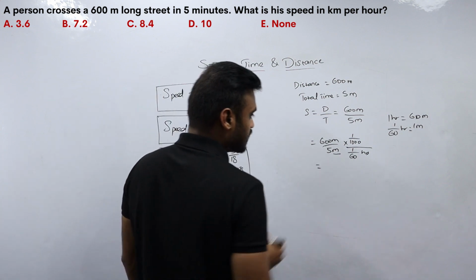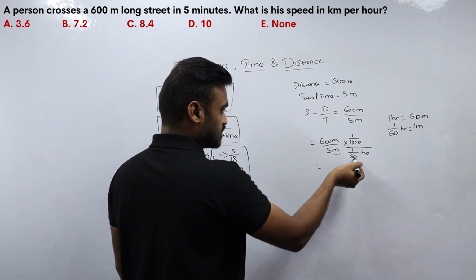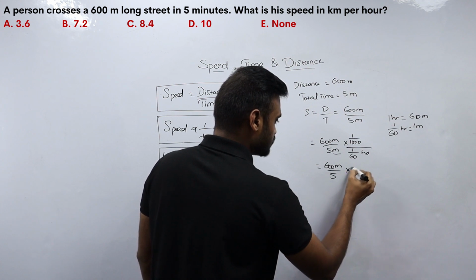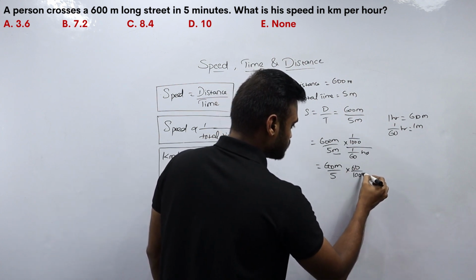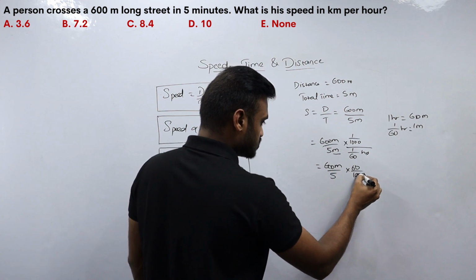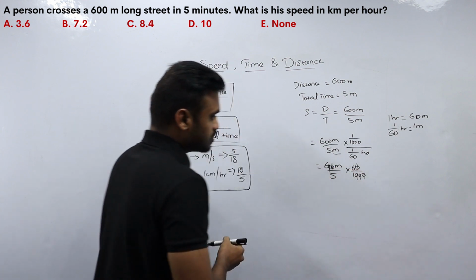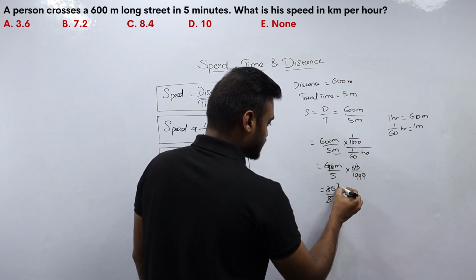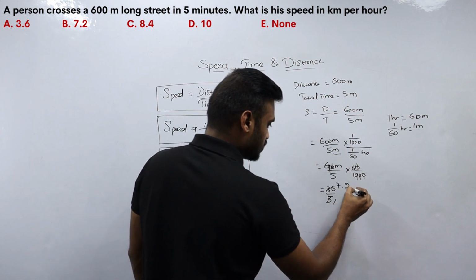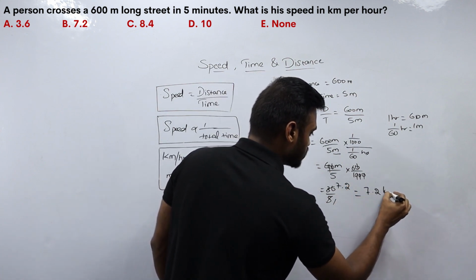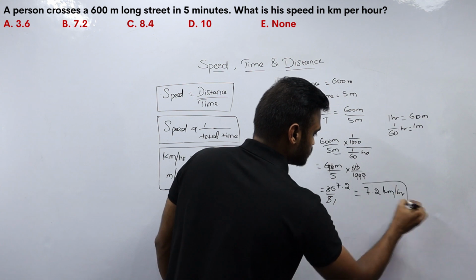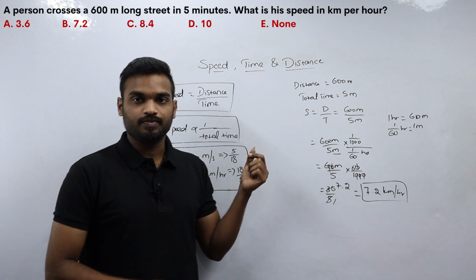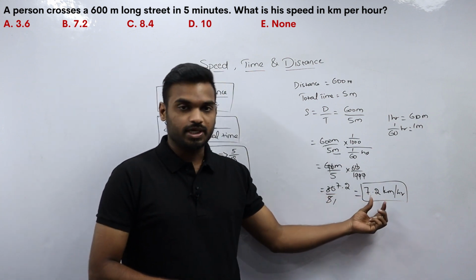Now what we will get, I can simply send this 60 to the top. So I will get 600 meters by 5 into 60 by 1000. So I will cancel all the zeros. Okay, 1, 2, 3. So I will get 6 times 6, 36, 36 by 5. So 5 sevens are 35 and 5 twos are 10. So the speed of the man is 7.2 km per hour. We need to convert all the meters and minutes to kilometers per hour. So the total speed is 7.2 km per hour.